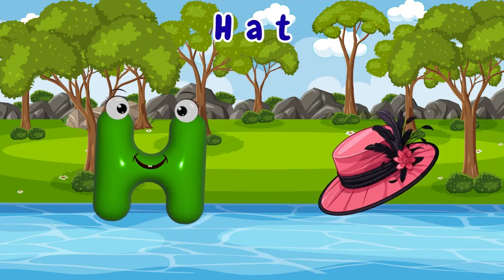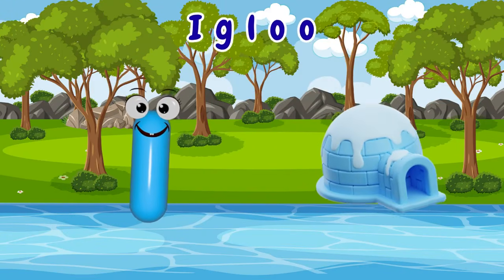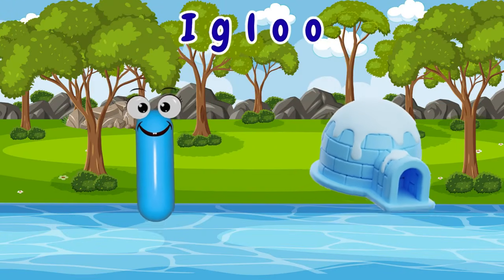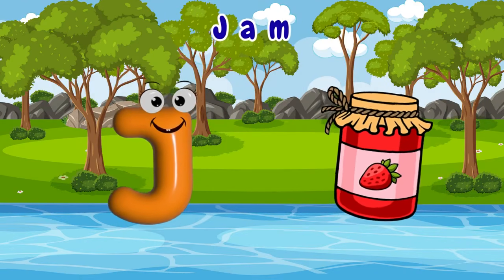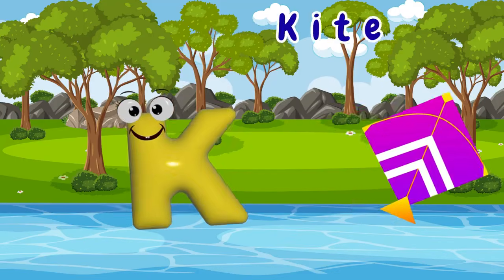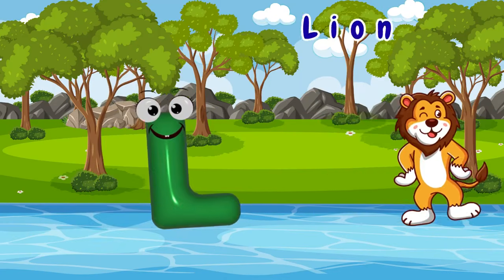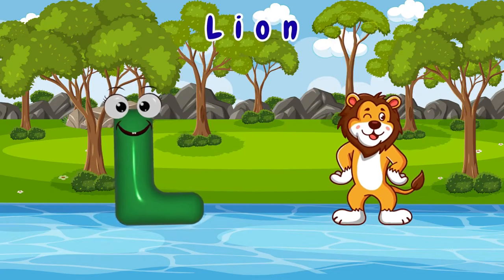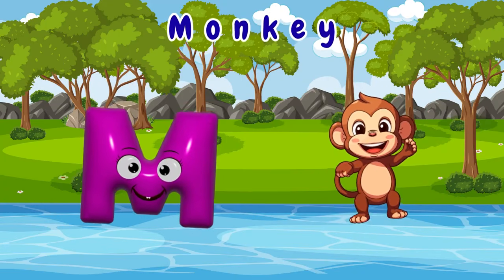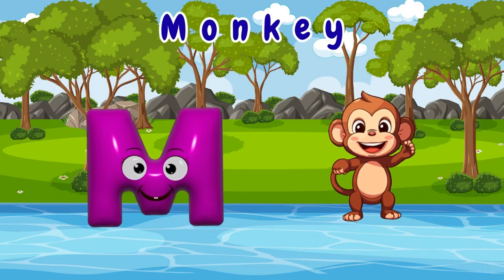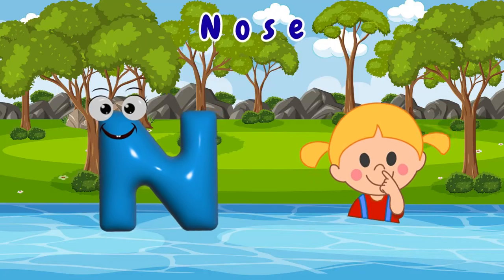H is for hat. I is for igloo. J is for jam. K is for kite. L is for lion. M is for monkey. N is for nose.